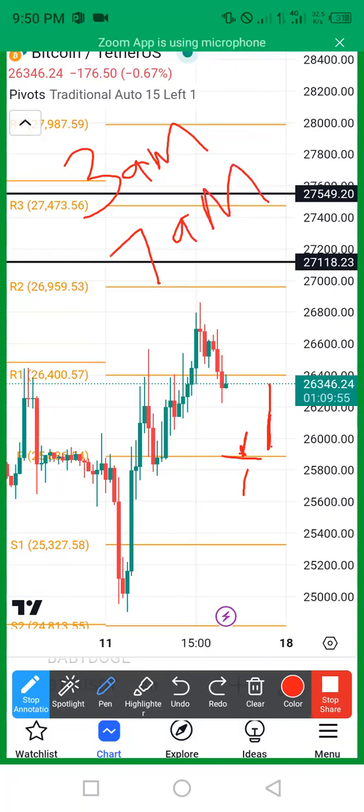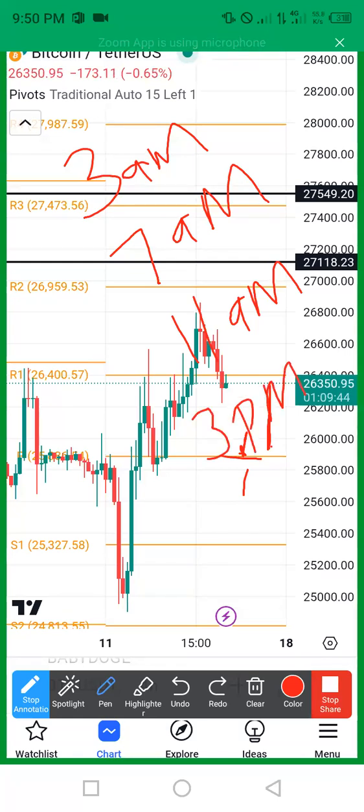Then I check on the market at 11 a.m. Then after 11, I'll check at 3 p.m. Then I'll also check at 7 p.m. So if I'm to check again, then I'll have to check at 11 p.m. That is the end of my day.